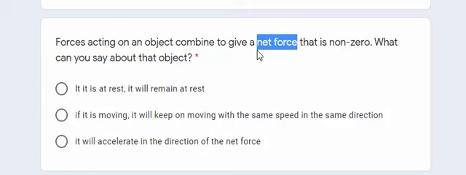Inversely related means they behave the opposite way. When the mass increases, the acceleration decreases. When the mass decreases, the acceleration increases.